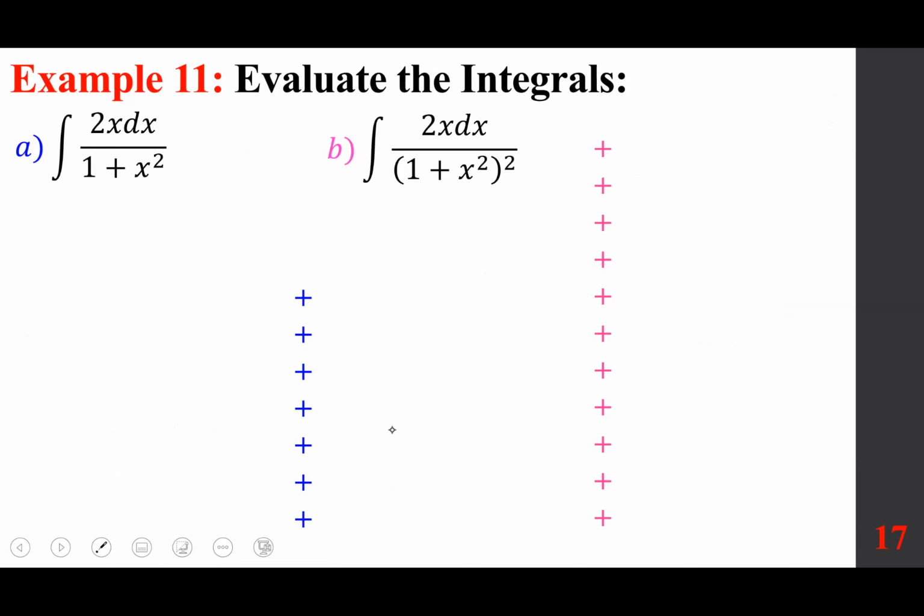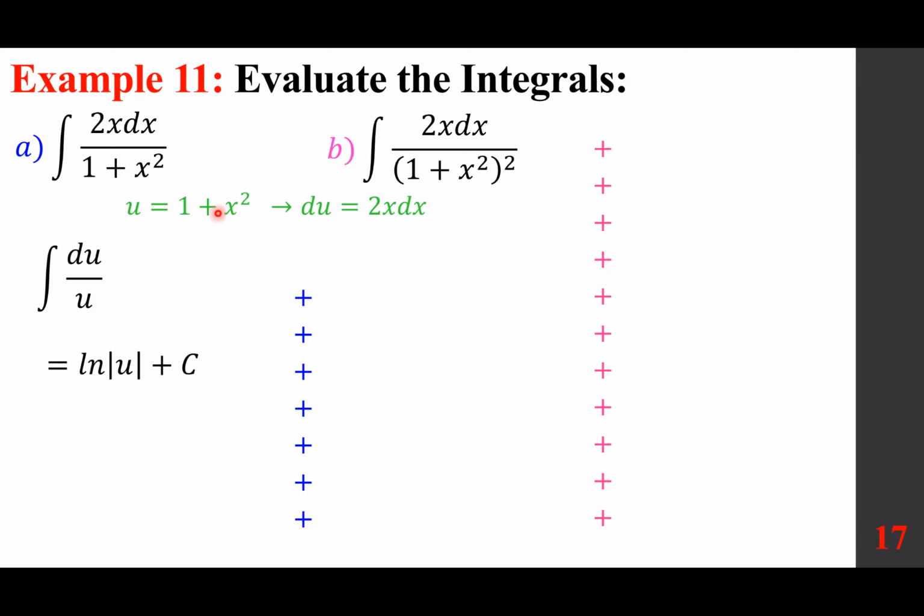I'm going to evaluate these integrals, and again, on purpose, I have two of them because they're similar, so I want you to see the similarities and differences in both cases. Can it be simplified? The answer is no. So therefore, the choice of u would be the denominator, which is 1 plus x squared. Du becomes 2x dx. And so the first one, simply put, becomes the integral of du over u, which is a natural log.